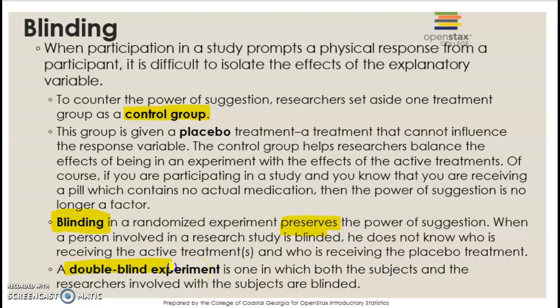A double-blind experiment is one in which the researchers don't know either. Because a lot of times researchers will get excited just like participants will get excited, and they may overstate the effects of the medication or whatever it is they're studying because they believe that's going to happen. If it's a double blind, the researchers don't know either. So it kind of makes it a completely clean experiment then.